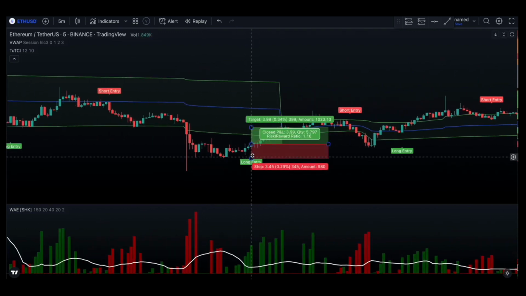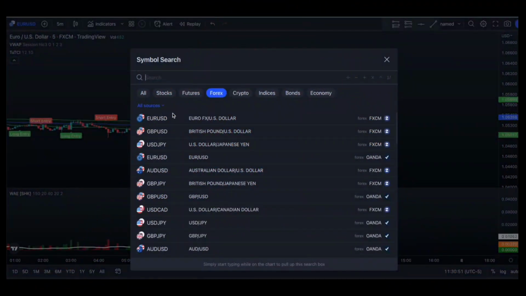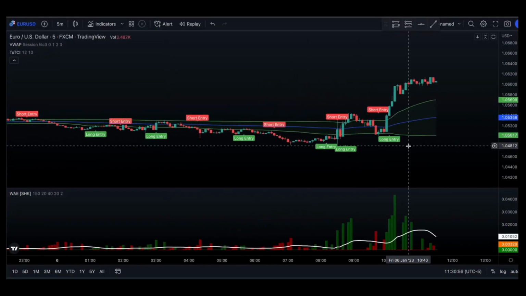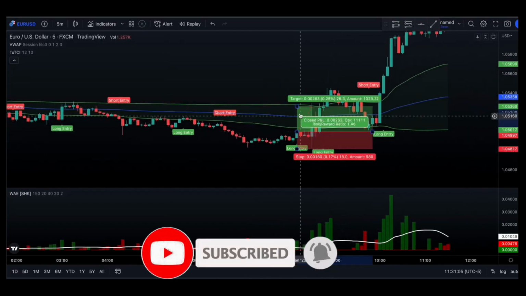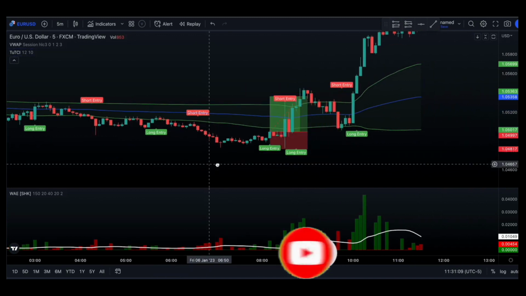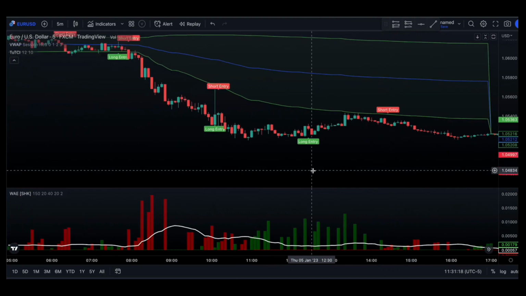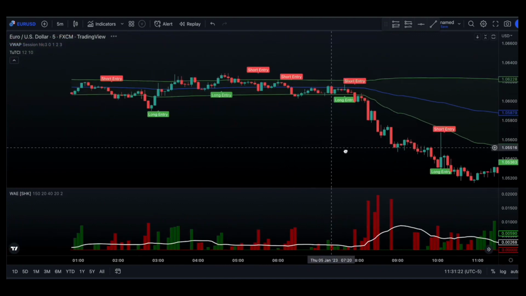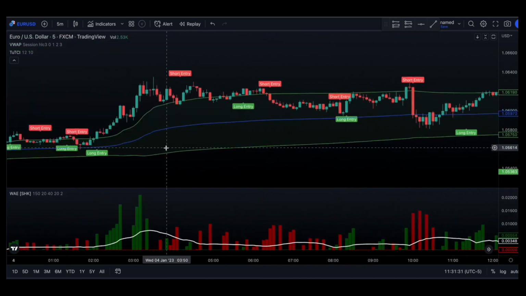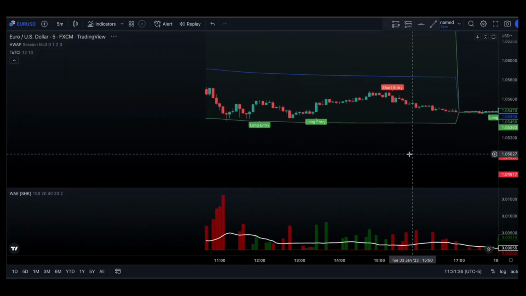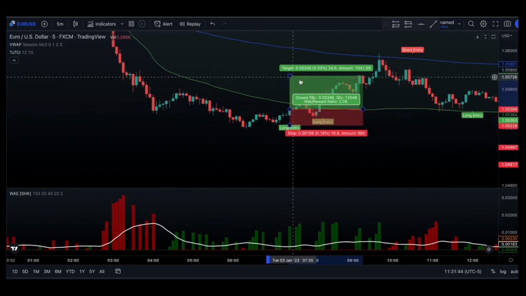You can see for yourself that the strategy is almost never wrong. Now let's test this strategy on the Forex market. It is amazing how accurate the strategy is.